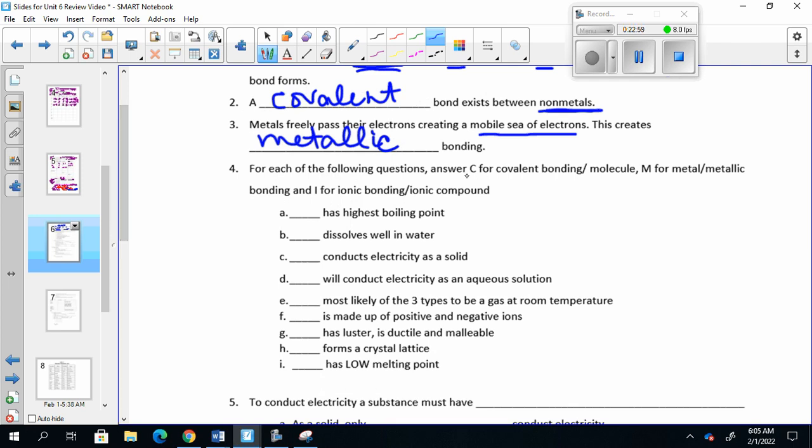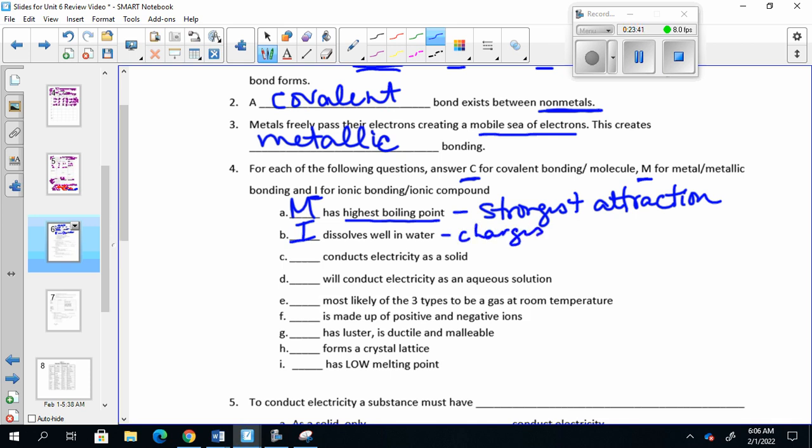So for each of the following, we're going to put C if it's covalent, M if it's metallic, and I if it's ionic. So the highest boiling point of these three choices would mean which one has the strongest attraction. So which one is really held together, the most solid, the most attraction. So that would be a metal. And then ionic would be after that, and the weakest of all would be covalent. Dissolves well in water. Well, metals don't dissolve well in water, but ionics, think salt, ionics definitely do. Covalents do not. And again, it's all about those charges when you dissolve well.